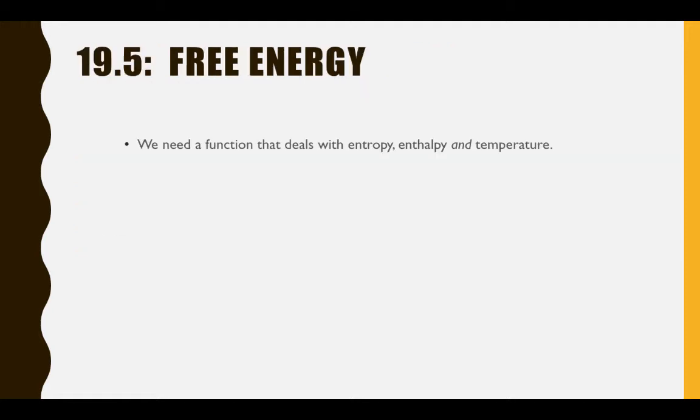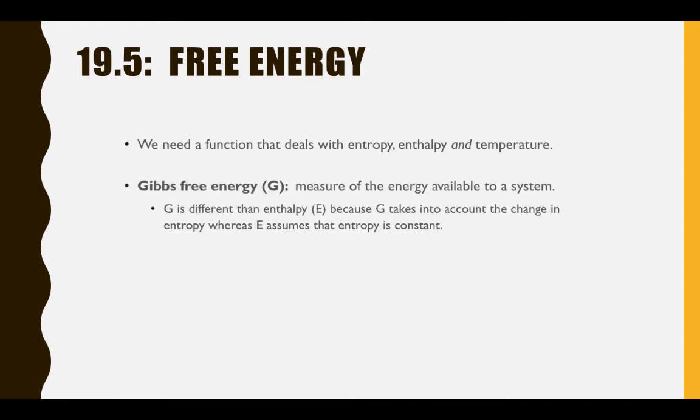As we saw previously, spontaneity of a reaction depends on entropy, enthalpy, and temperature. Therefore, free energy was developed as a function that helps us deal with entropy, enthalpy, and temperature all at the same time. Gibbs free energy, abbreviated capital G, is defined as the measure of the energy available to a system. G is different than enthalpy because G takes into account the change in entropy, whereas enthalpy assumes that entropy is constant.